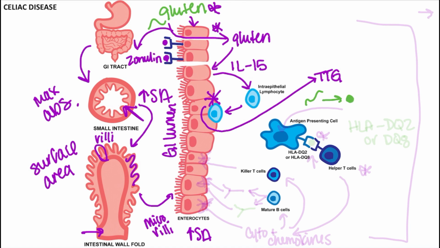The modified gluten is then phagocytized into antigen-presenting cells, or APCs, which then present the modified gluten via their major histocompatibility complex, or MHC proteins, that are encoded by the HLA complex genes. Specifically, with regard to celiac, we're talking about HLA DQ2 or DQ8. And this modified gluten is presented to helper T cells, which recognize the complex, triggering the release of multiple cytokines and chemokines.